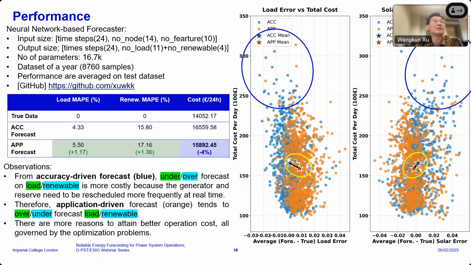Therefore, what makes application-driven forecast powerful is that, as you can see in the orange points, it actually tends to over forecast the load and under forecast the renewable, which does the opposite compared to the accuracy-driven forecaster. And of course, there are more reasons why we can achieve a better operation cost. The main issue is the complexity and nonlinearity we included by directly encoding the optimization as part of our neural network-based forecaster. I think that's all of my presentation.